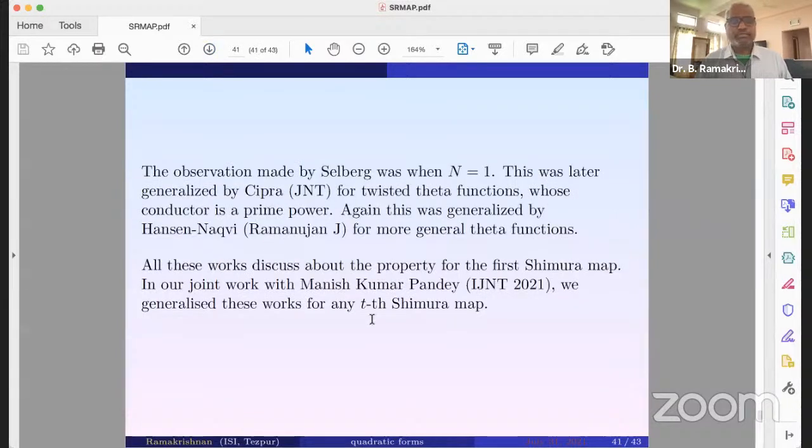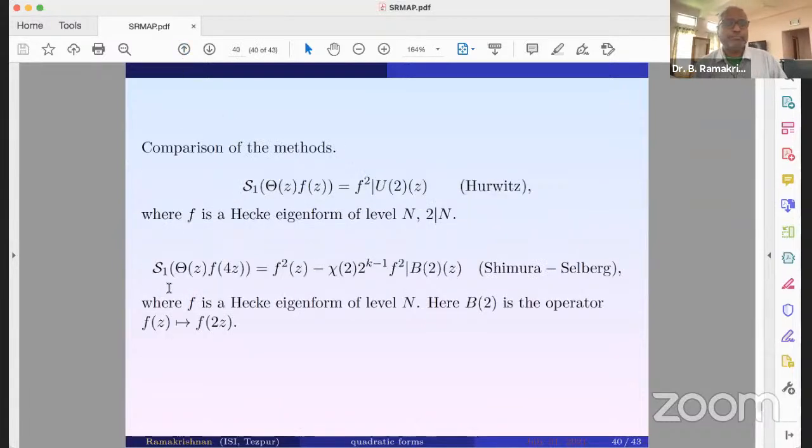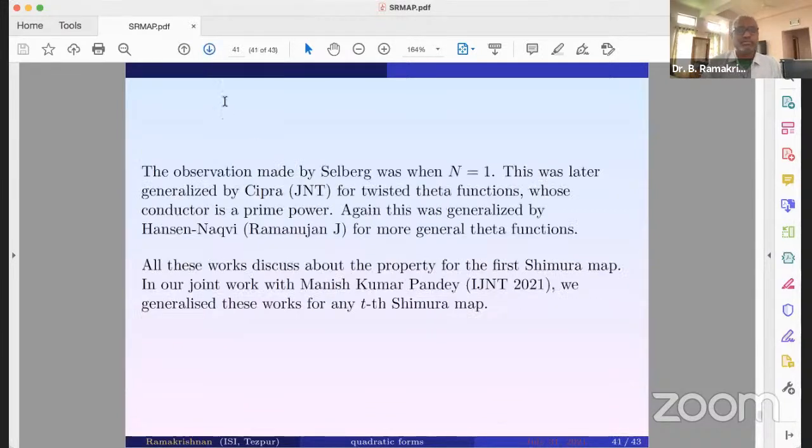And in my work with Manish Pandey, which has now appeared in a recent volume, 2021, we thought: why only the special property for the Shimura 1 map? One can do it for any Shimura t map. We generalize these results for the Shimura t map. Exactly the proof follows along the same line. There is no difference. We have to make some appropriate assumptions, then everything goes through. The property is exactly true for every Shimura map, not only the Shimura 1 map.